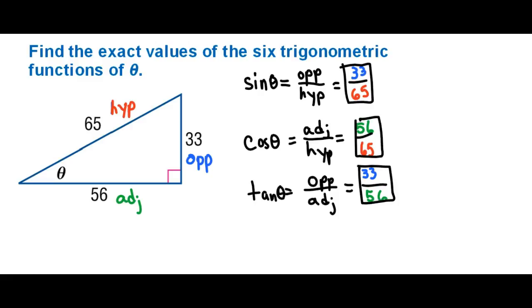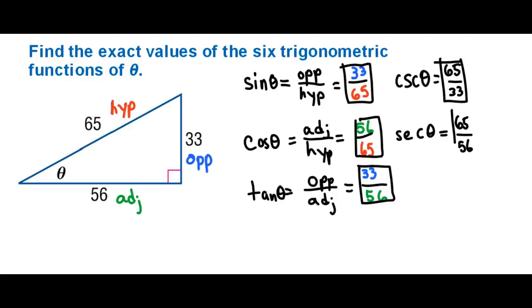Now, to get the other three, remember, we just take the reciprocal. So cosecant of theta would be 65/33. Secant of theta would be 65/56. And cotangent of theta would be 56/33. And that's how you find all six of the trig functions.